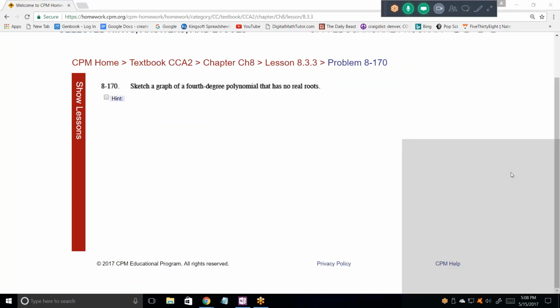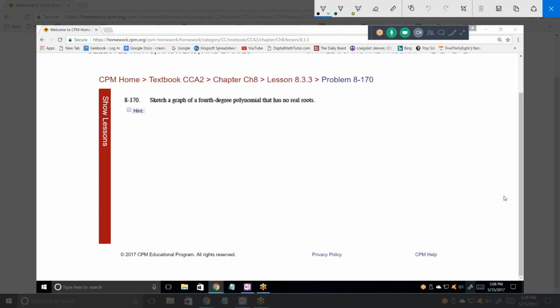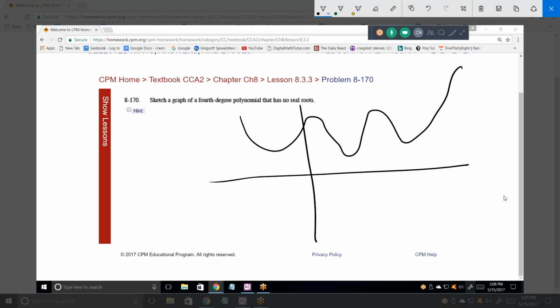If it has no real roots, what does that mean? It doesn't touch the x-axis. Yeah, exactly. It never crosses the x-axis. Okay? If it's a 4th degree polynomial, what's the most number of extrema it can have? In other words, can it look like this? This has 1, 2, 3, 4, 5 local extrema. A 4th degree polynomial can have at most 3.